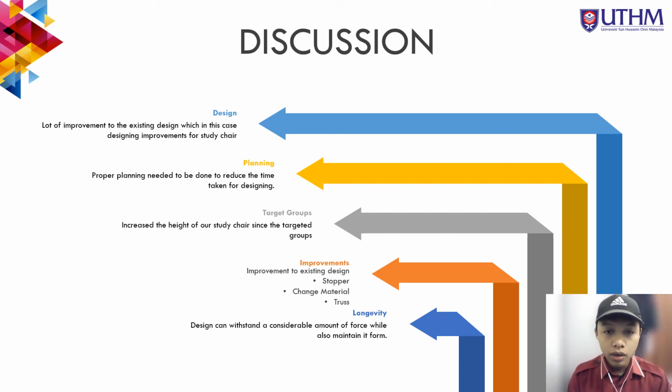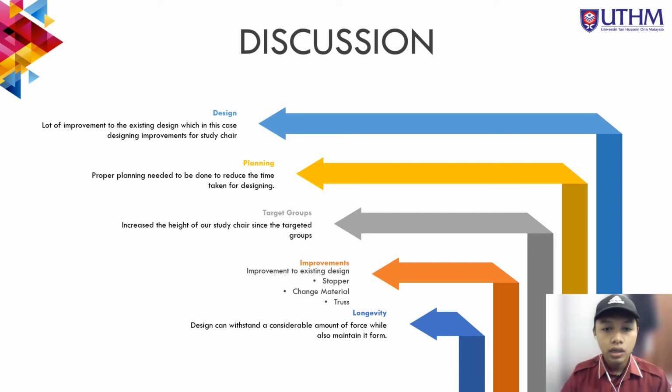And third is about target groups. So we had selected the adult group as a consideration for the design, which generally has bigger stride and height compared to children. Thus, a taller chair would be suitable for this group. And fourth is regarding improvement. There are generally three improvements made to the design, which is firstly the stopper, secondly the truss, and finally the change of material to improve the design.